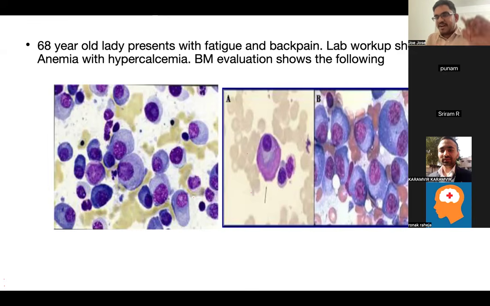So if you have one major and one minor, the diagnosis of myeloma is made. So I hope you got that. You can go back and watch this video on YouTube and know how to make a diagnosis. So you need one major and one minor. Okay. How do you diagnose plasma cell leukemia?